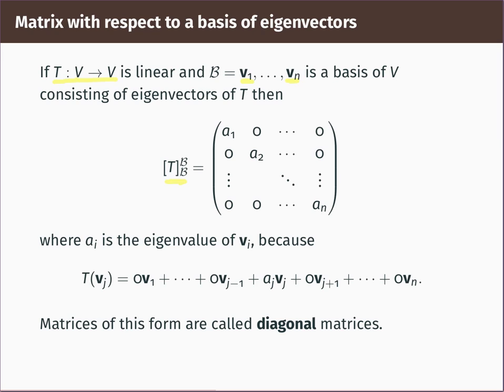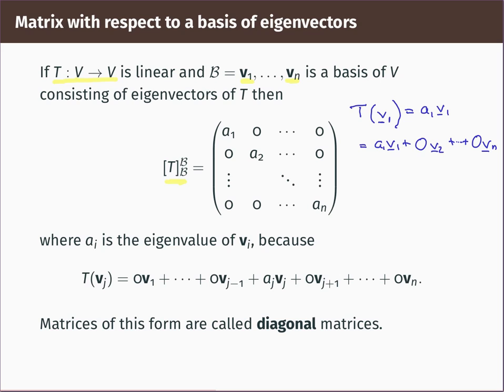It's zero everywhere except along the leading diagonal of that matrix. And the reason it takes that form is that if you look at T of Vi, well, let's just think about T of V1. So T of V1 is, because V1 is an eigenvector with eigenvalue A1, A1 V1. And you can think of this as A1 times V1 plus 0 times V2 plus 0 times V3 up to 0 times Vn. But T of V1 tells you what the first column of the matrix of T with respect to initial and final basis B looks like.